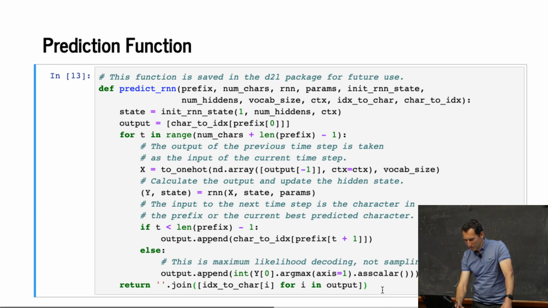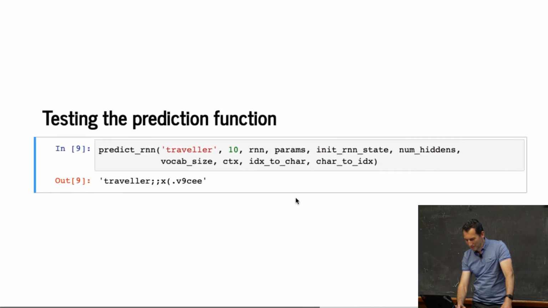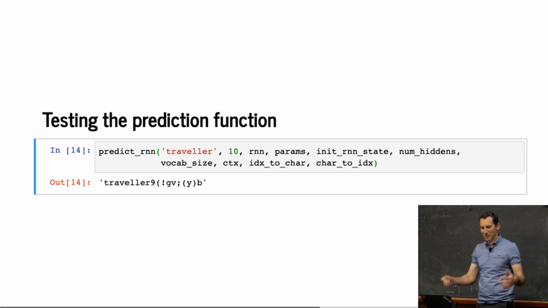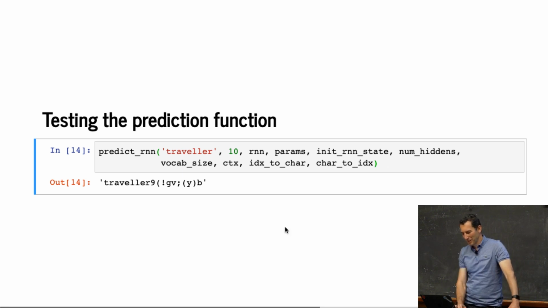Good. Well, then let's see how it works in practice. If I started with traveler, because right now my weight vectors, my parameters are all garbled, it just produces some garbage sequence of characters. That's to be expected because there's nothing useful in there. But at least it produces a string.